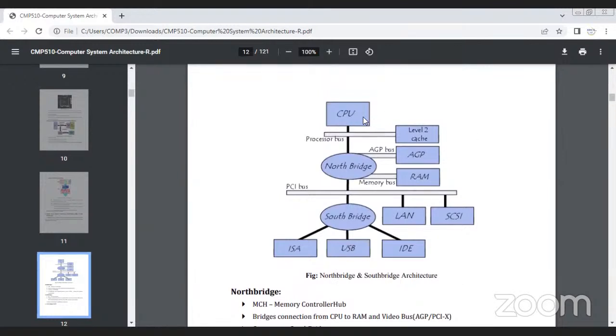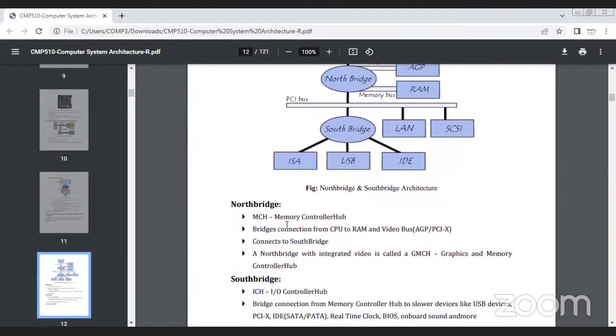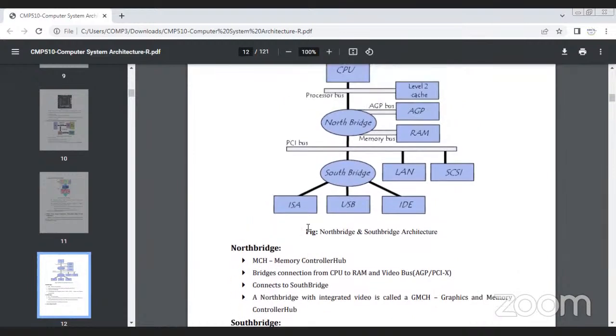Here, first is the CPU. The CPU is connected to the north bridge by the processor bus, and the north bridge and south bridge are connected by the PCI bus. The north bridge contains the MCH, memory control hub, as well as a bridge connection from the CPU to RAM and video bus.